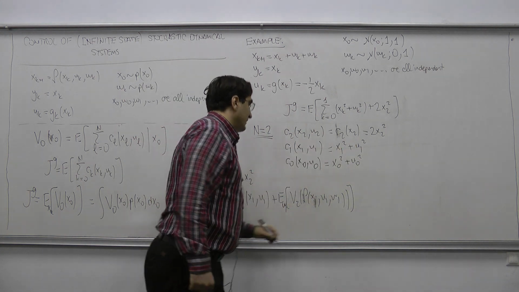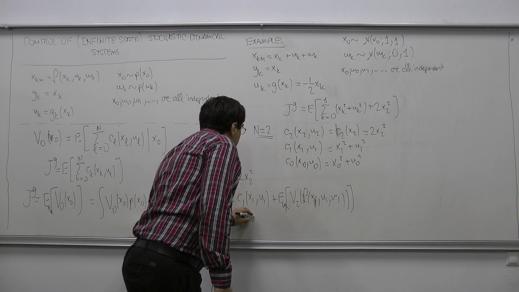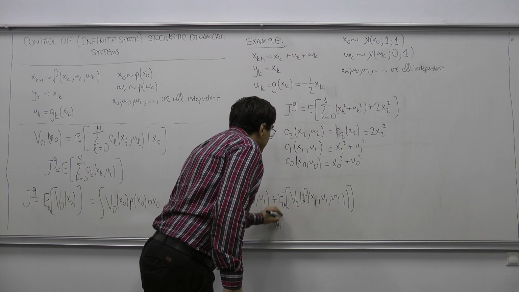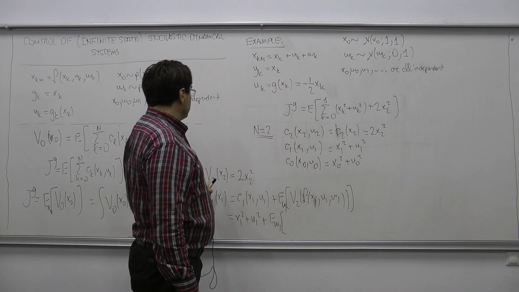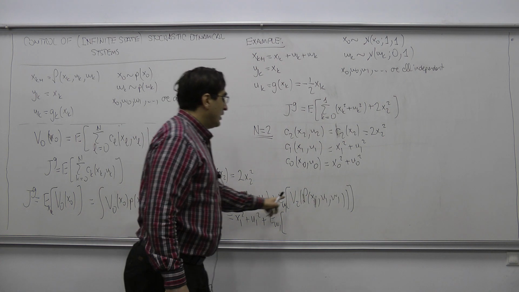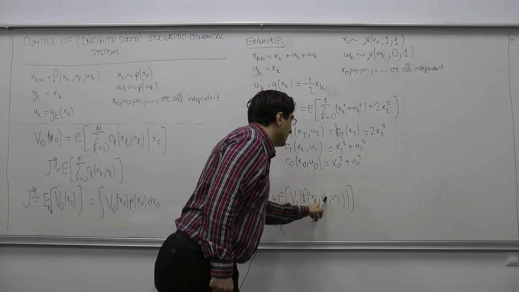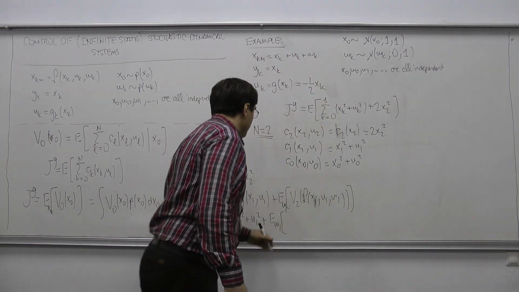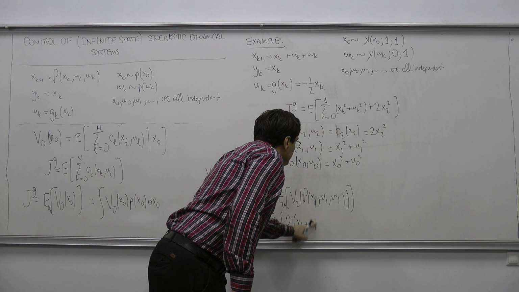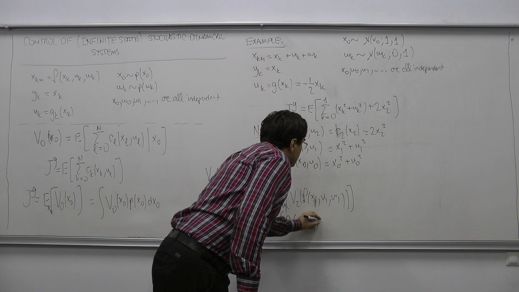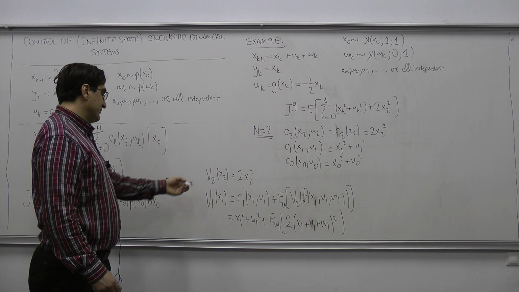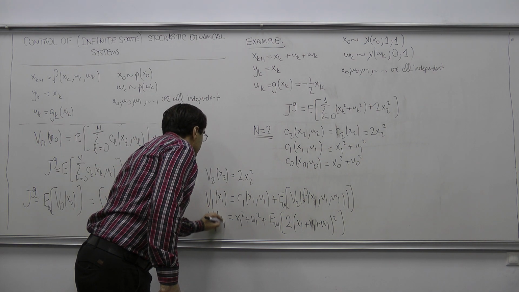C1 of x1, U1 is this, x1 squared plus U1 squared, plus the expected value with respect to W1. I have V2 of x2 is 2x2 squared, and instead of x2, I would write just this f of x1, U1, W1. So I have here 2 times (x1 plus U1 plus W1) squared. Okay? So this is my V1 of x1.